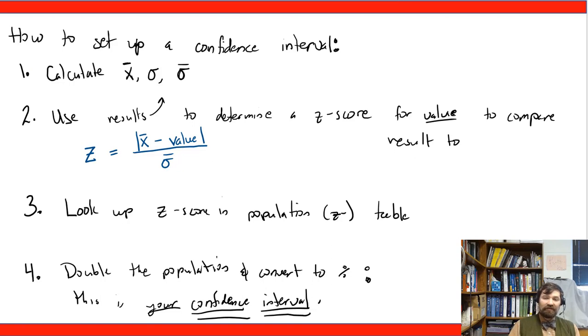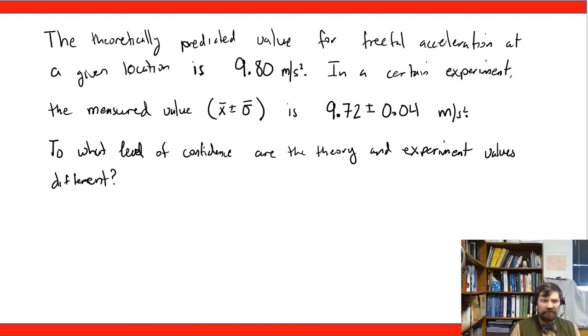So let's do a very quick example. Okay, so here's our example. Let's say you're doing an experiment where you're trying to measure free fall acceleration, and you happen to do the experiment that the theory says that at the location where you are, it should be 9.80 meters per second squared. We'll learn both what this free fall acceleration is and how to calculate what it should be in future Physics 1 classes.